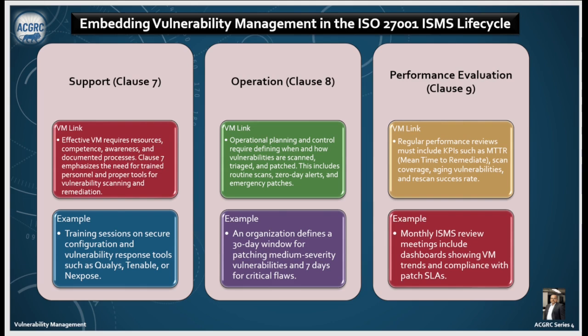Now, why does clause 8 matter? Well, without effective operation, risks are only identified but never acted on. Vulnerabilities stay open, exposing the business. No one can prove that security activities are actually happening. But with clause 8, you move from plans to results. Vulnerability management becomes a repeatable, measurable, and audit-ready process. The ISMS becomes active, not passive.